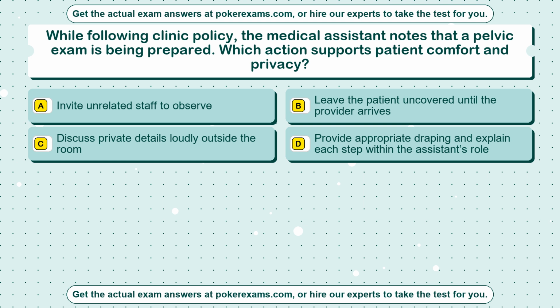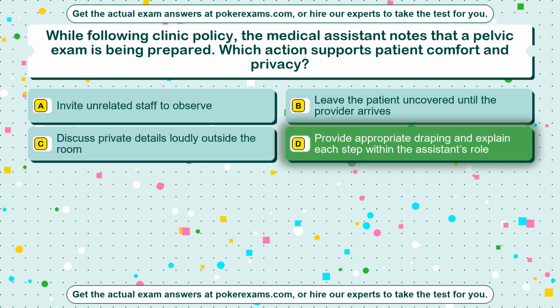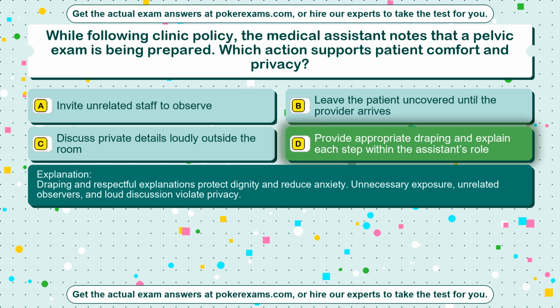Option C, discuss private details loudly outside the room. Option D, provide appropriate draping and explain each step within the assistant's role. The correct answer is option D, provide appropriate draping and explain each step within the assistant's role. Draping and respectful explanations protect dignity and reduce anxiety. Unnecessary exposure, unrelated observers, and loud discussion violate privacy.